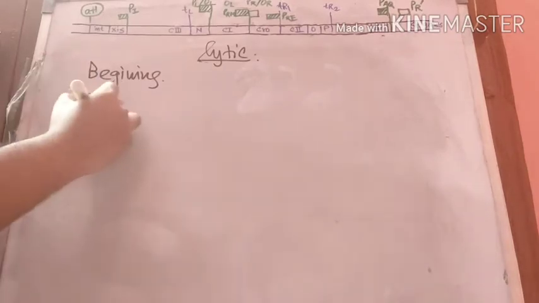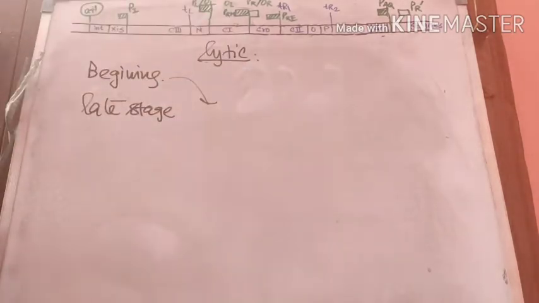So we have seen that if the C2, C3 complex accumulates at a higher rate, it will lead to lysogeny. Whereas a higher accumulation of CRO will lead to the lytic cycle, or the progression of the lytic cycle. Now it is two stage. One is the beginning, and then the late stage of the lytic cycle. What happens in the beginning? CRO accumulates.